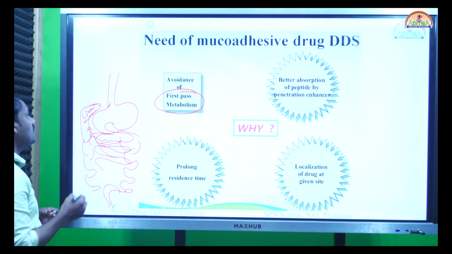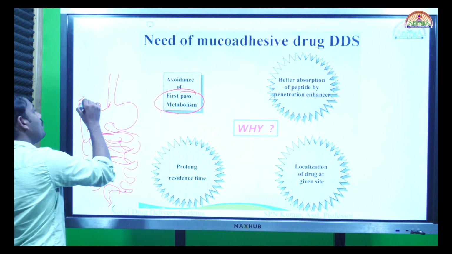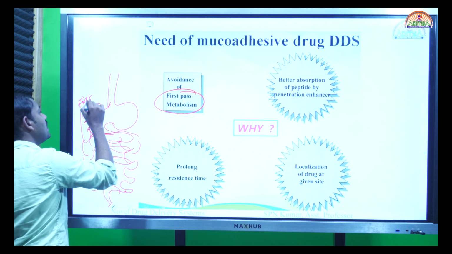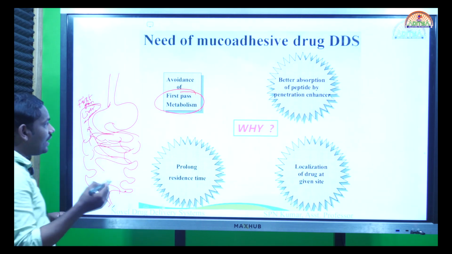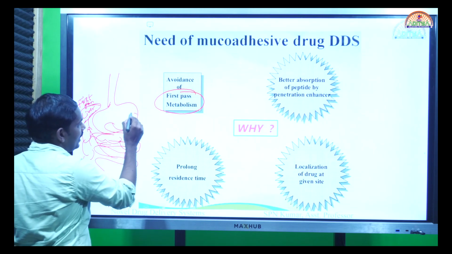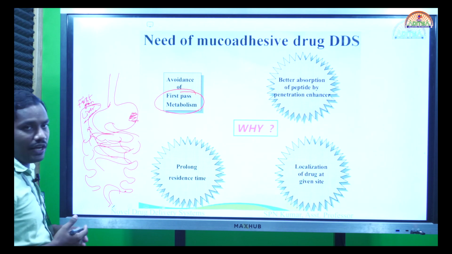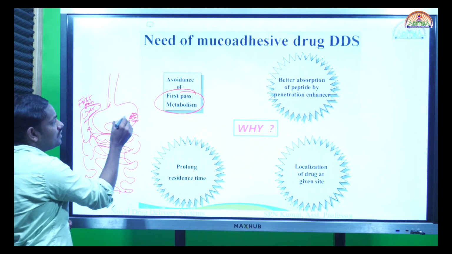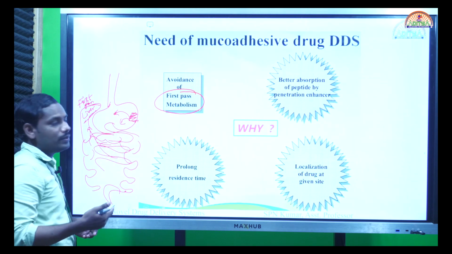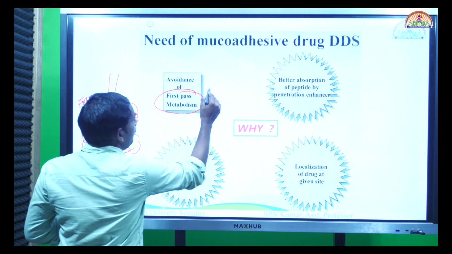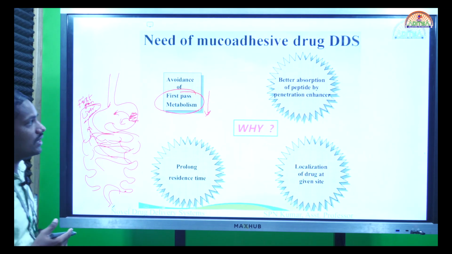Unfortunately, there are some drugs which undergo metabolism during this first pass itself, and this phenomenon is called first pass metabolism. In order to avoid first pass metabolism, I can devise a drug which will attach only to the stomach. It will not move to the other areas, which will ensure that the drug released or dissolved will be present only in this local area and will not spread to other areas. So we can prevent first pass metabolism by devising a mucoadhesive drug delivery system.